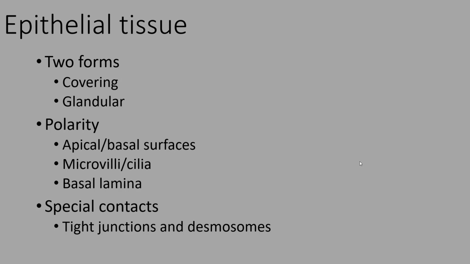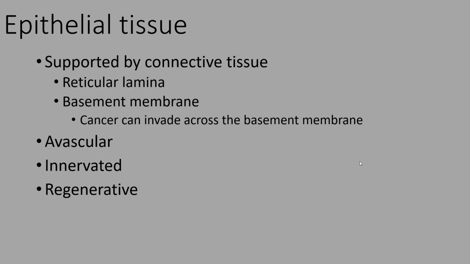It is also extremely common to see special contacts between the cells of covering epithelial tissues, specifically tight junctions and desmosomes that we saw back in chapter 3. These cells, since they are forming a barrier, we want them to hold on to each other tightly. And when we see covering epithelial tissues, I say that it's sitting on something.